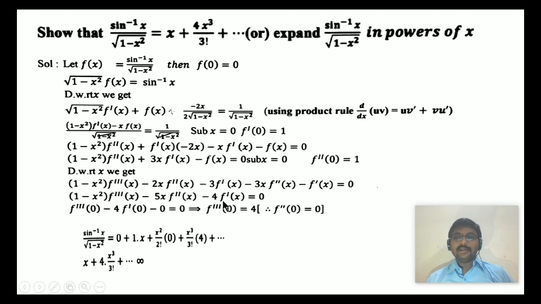Now substituting all these values in Maclaurin's theorem formula, that is f of x is f of 0 plus x by 1 factorial f dash of 0 plus x square by 2 factorial f double dash of 0 plus x cube by 3 factorial f triple dash of 0 plus and so on. Now substituting all the above values in the formula, we will have the series expansion of sin inverse x by root of 1 minus x square. It is the required series expansion of sin inverse of x by root of 1 minus x square. Hence proved.